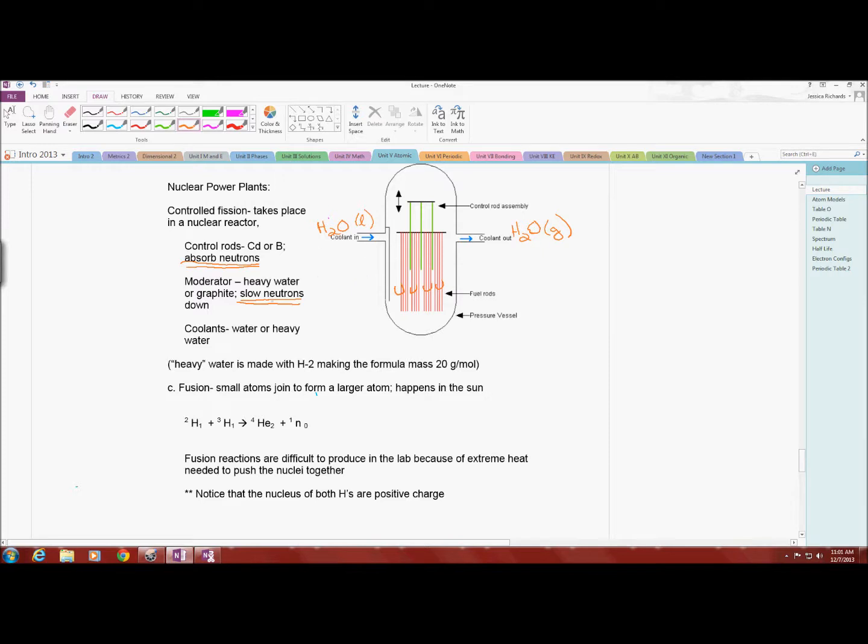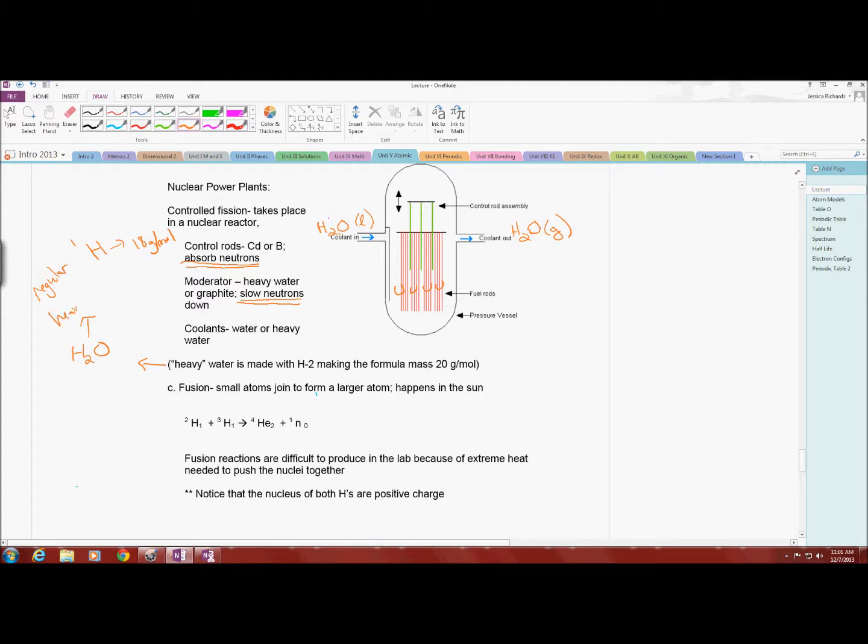The coolant going through here is usually water or heavy water, because the heavy water can absorb more energy. So, of course, people want to know what heavy water is. Heavy water's formula is still H2O. That's not a problem. There's nothing different with the formula of the heavy water. But in regular water, your hydrogens have a mass of 1, and your gram formula mass is 18 grams per mole. 2 hydrogens at a mass of 1 plus 1 oxygen at a mass of 16, 18.